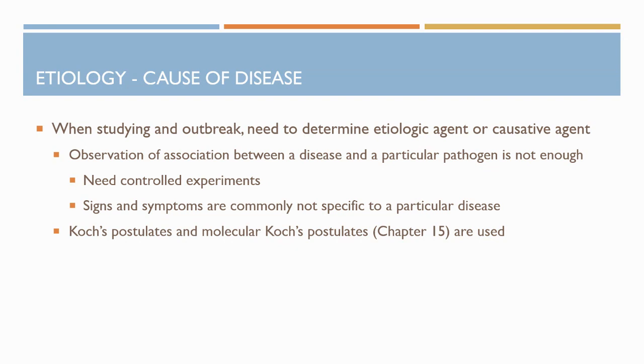We have to have a controlled experiment. This is really one of the strengths of Koch's postulates. It was a systematic, controlled way to connect cause and effect, a pathogen with a disease. So having that evidence is important.